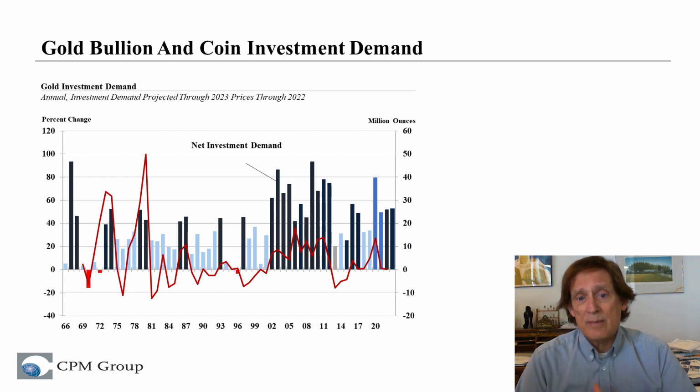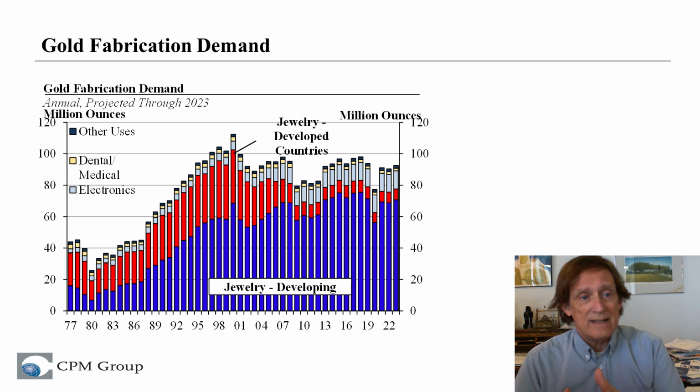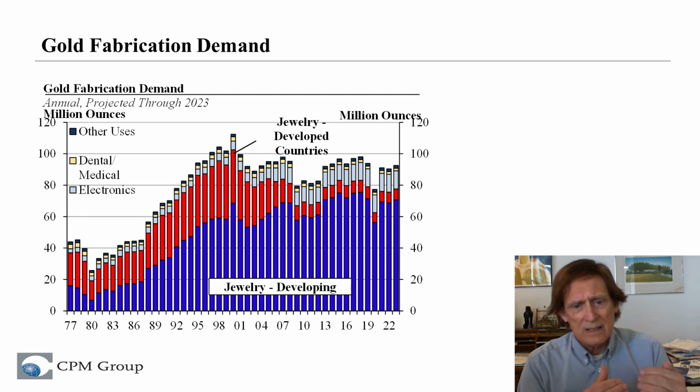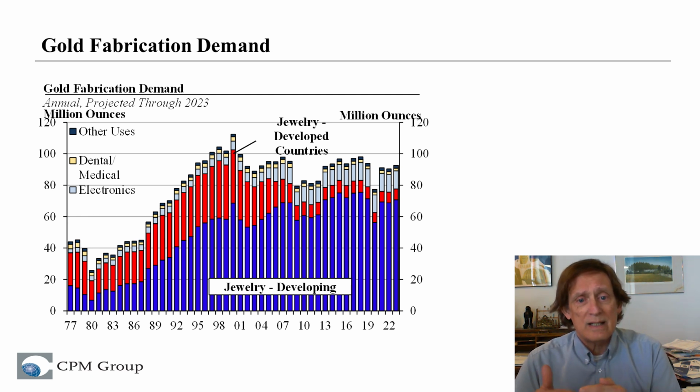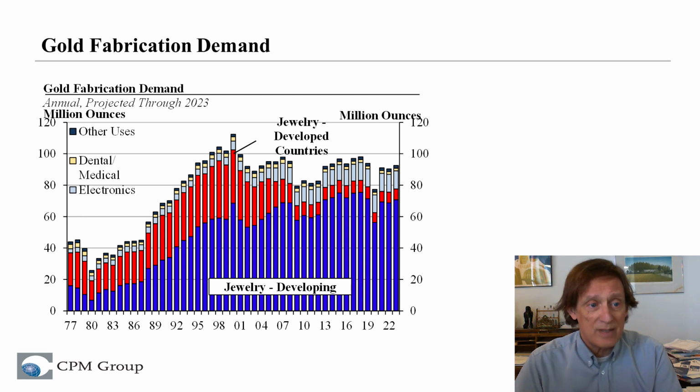Here you're talking about fabrication demand. You're talking about 90 million ounces. When it was really weak, from 2008 to 2012, it was around 80 million ounces. It got below 80 million ounces during the lockdown. But you're talking about 90, 92 million ounces, sometimes going as high as 100 million ounces, or much more.